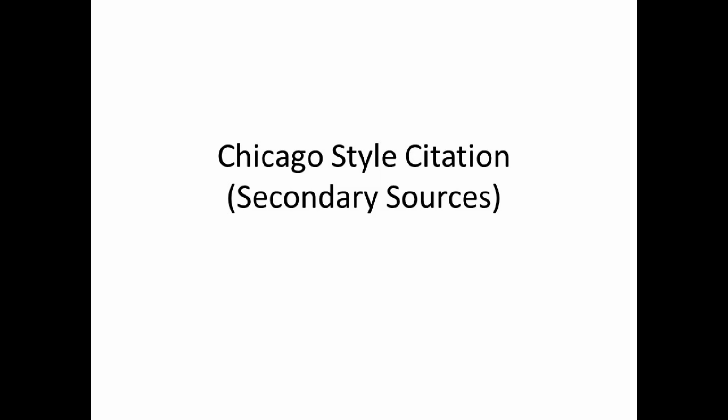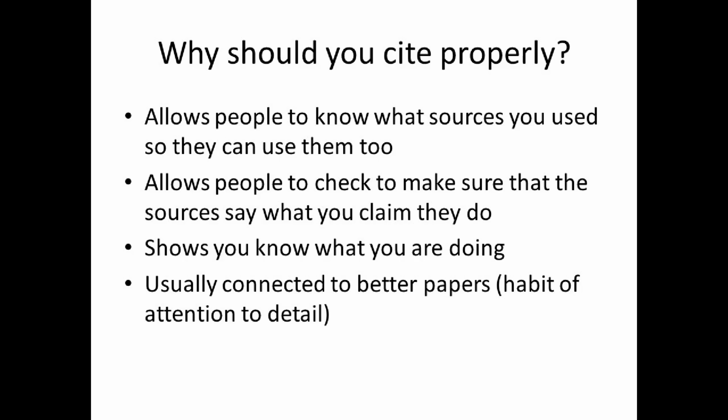In this section, we will go over how to do Chicago-style citation for secondary sources. Now, before talking about how to cite, I need to talk a little bit about why you should cite and when you should cite. So first of all, you need to cite because it allows people to know what sources you used so they can use them too.